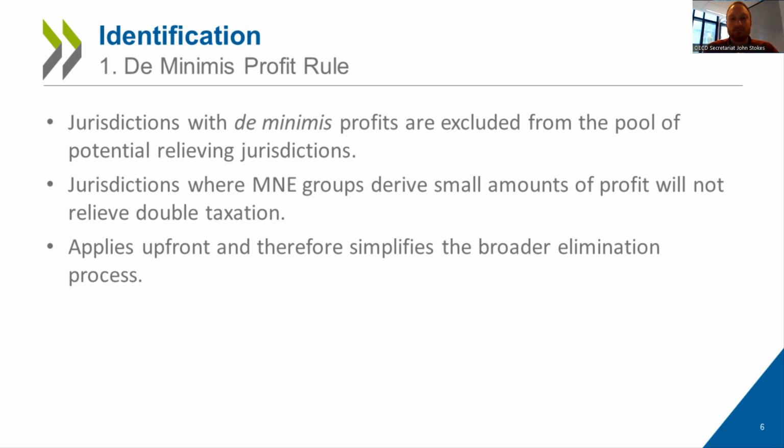So there is also an administrative, a simplicity, a tax certainty angle to this rule, because first of all, it limits the number of jurisdictions that might be called upon to eliminate double taxation, therefore reducing the number of interactions that the MNE group and tax administrations have to think about. But it also streamlines the rules for exactly those reasons too. So the benefits of having a de minimis profit rule are several, and the question becomes, well, how does that rule apply? And what do de minimis profits look like in the context of the Amount A framework?